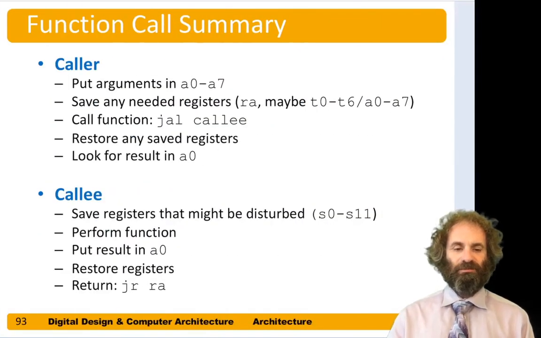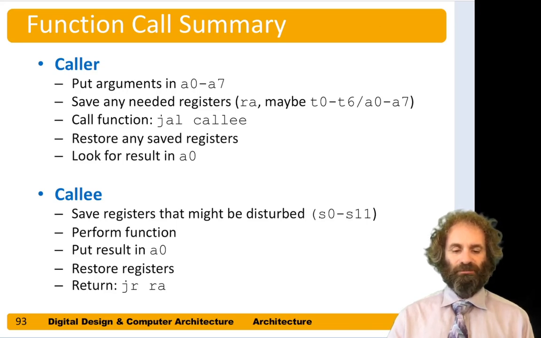So in summary, when a caller wants to call another function, it puts any arguments in A0 through A7. It saves any registers that it might need. That would include RA and possibly the temporary or A registers, which is better saved before it put the arguments into it. And then it will call the callee with jump and link. When it comes back, it will restore any registers that it's saved and still needs, and it will look for the result in A0.